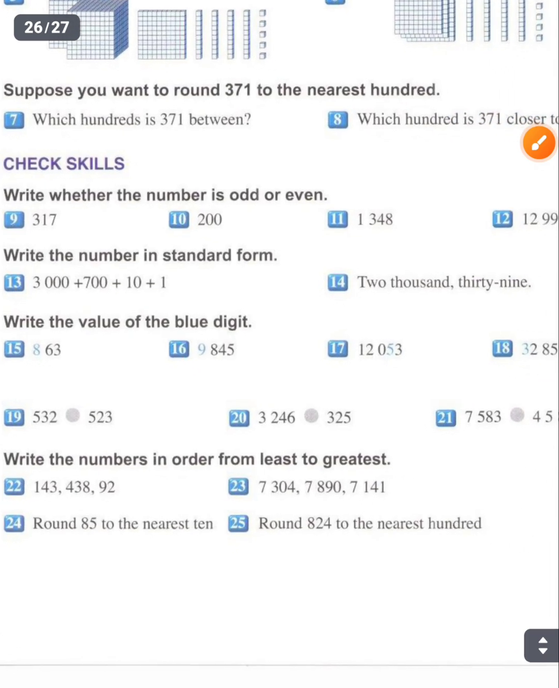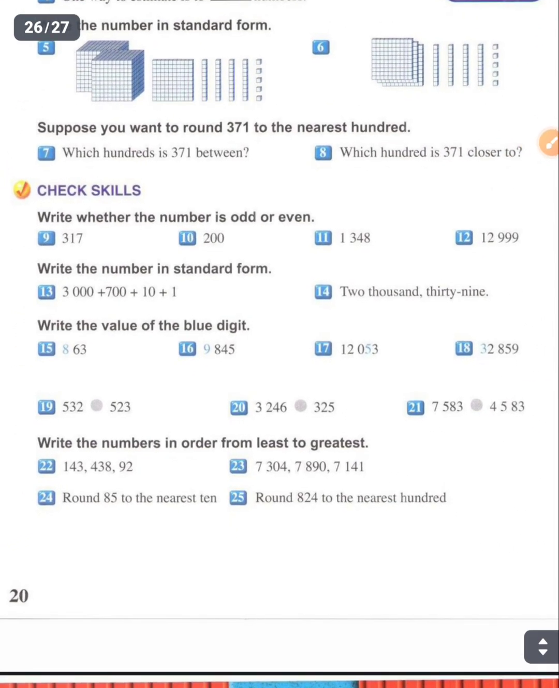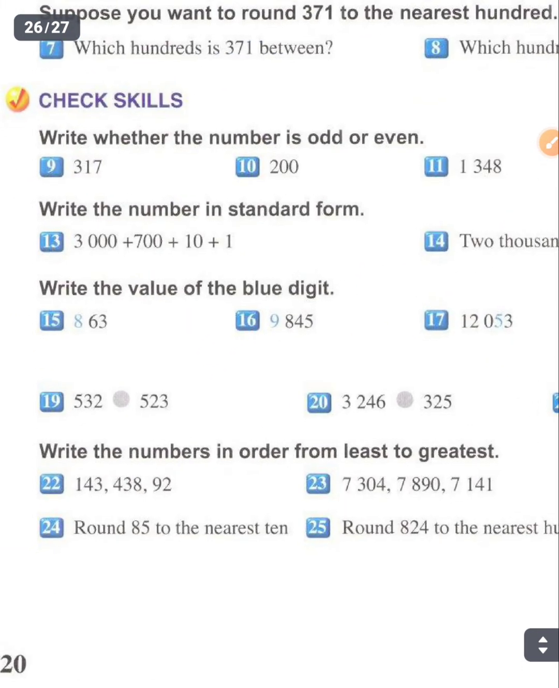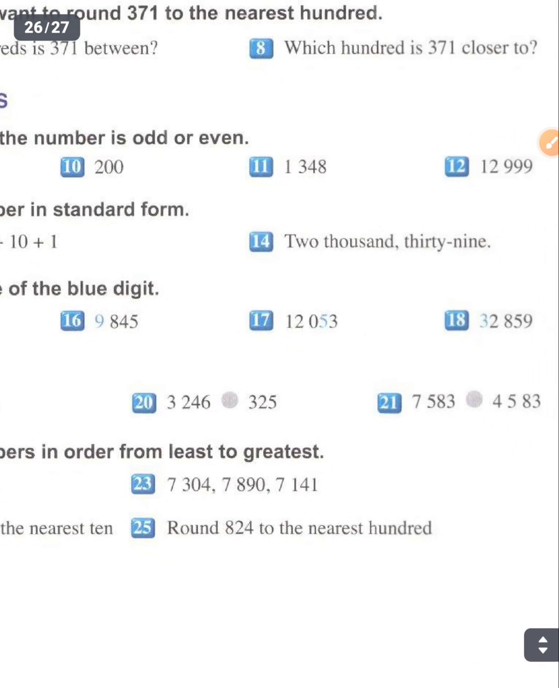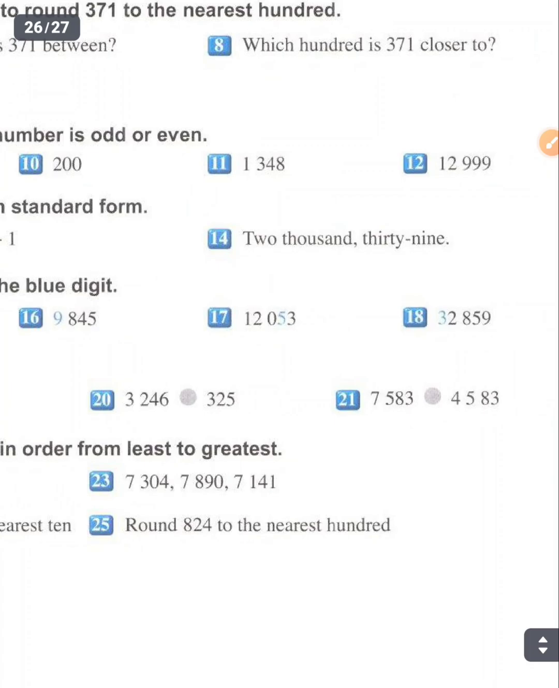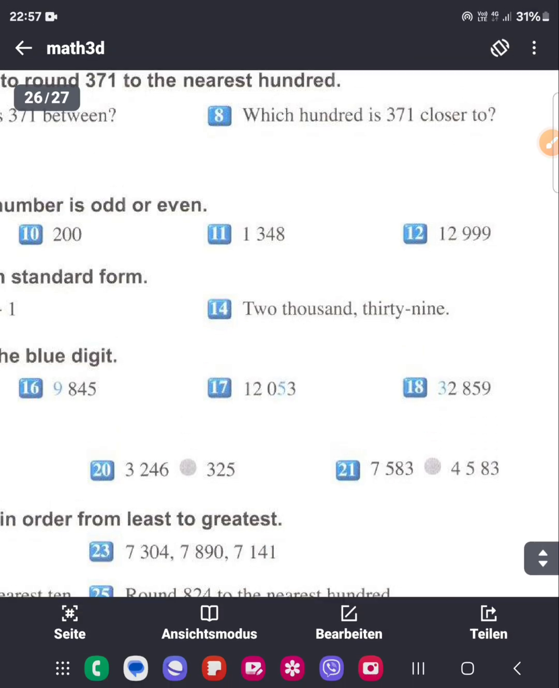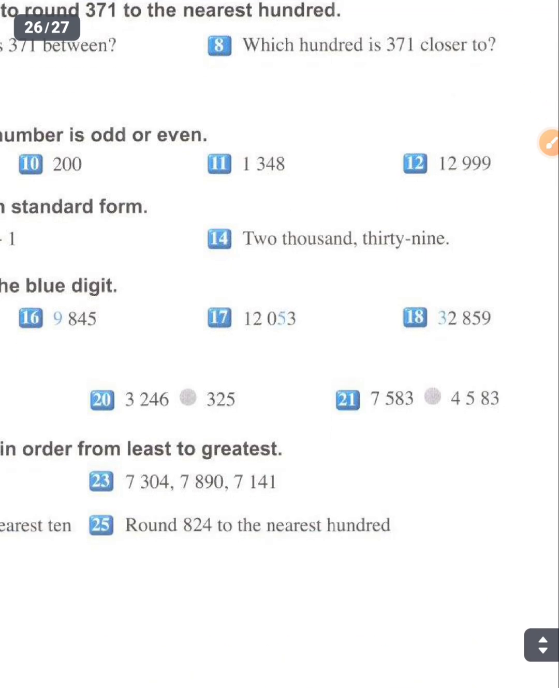We will write the value of the blue digit. We have 863, 8 is 800. 9,845, 9,000. 12,053, 5 is tens, and 2,859 is 30. Number digit 3 is 3. This means 10,000. Okay.